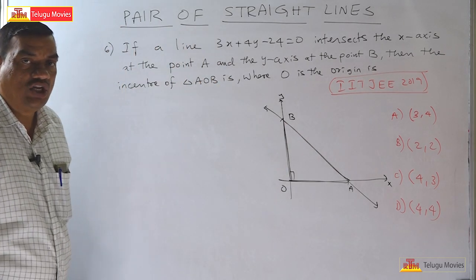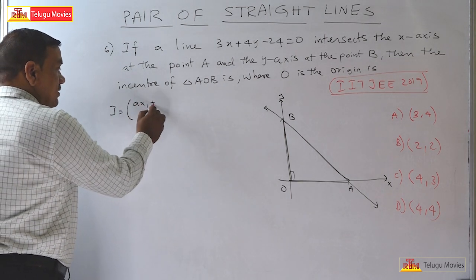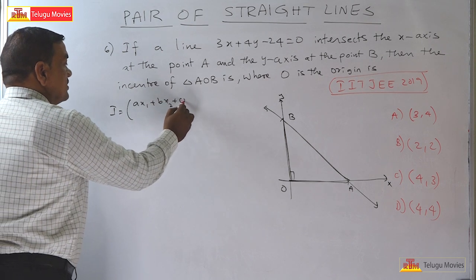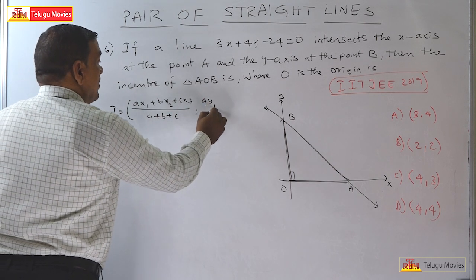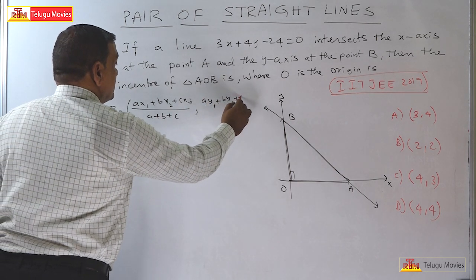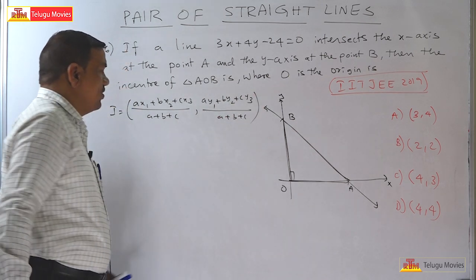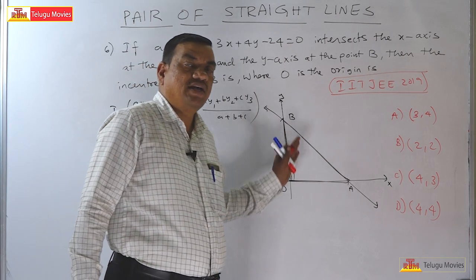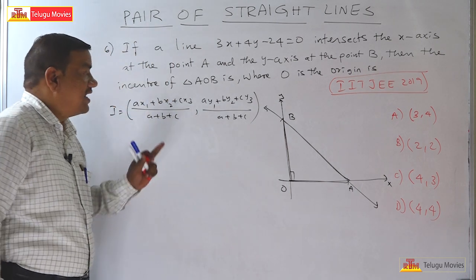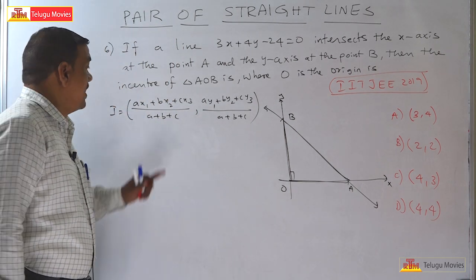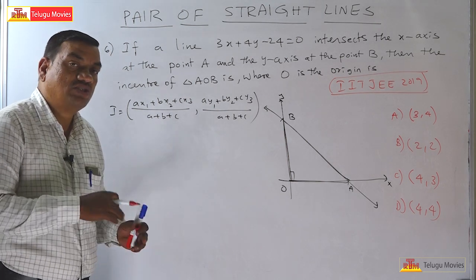We know the formula for the incenter of the triangle: I is equal to (a x1 plus b x2 plus c x3) upon (a plus b plus c), (a y1 plus b y2 plus c y3) upon (a plus b plus c), where x1, y1, x2, y2, x3, y3 are the vertices of the triangle, and a is the length of the side BC, b is the length of the side AC, and c is the length of the side AB.